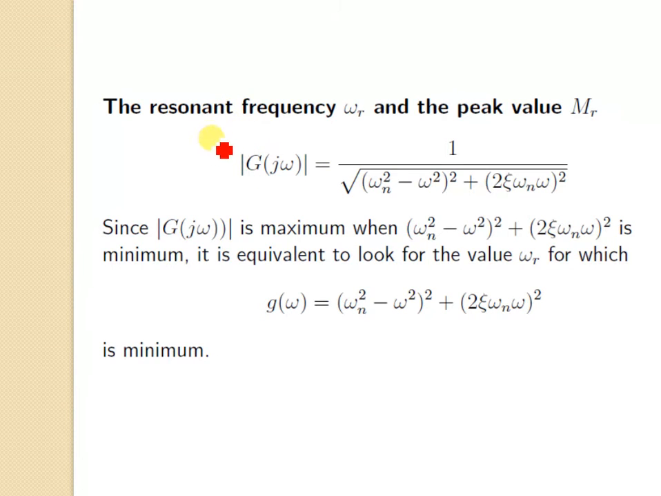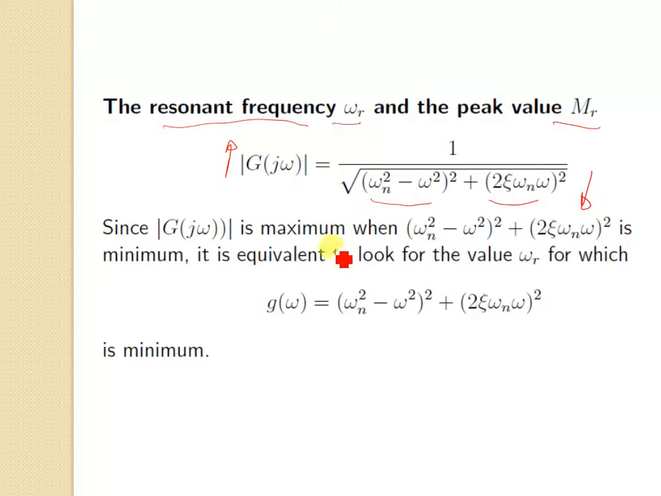Another important thing: you calculate the resonant frequency omega r and the peak value Mr in the second order system. This is very important. In the second order system, as you change s to j omega, you find the magnitude of the system is the real and the imaginary squared. Since this is going to become the maximum value, the denominator should be the minimum value.